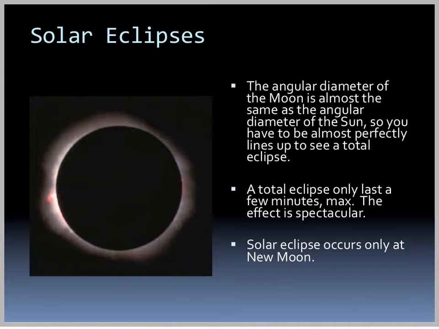The angular diameter of the Moon is almost the same as the Sun, so they have to be almost perfectly lined up to see a total eclipse. A total eclipse only lasts a few minutes, however the effect is spectacular. Solar eclipses can only occur at the new moon.